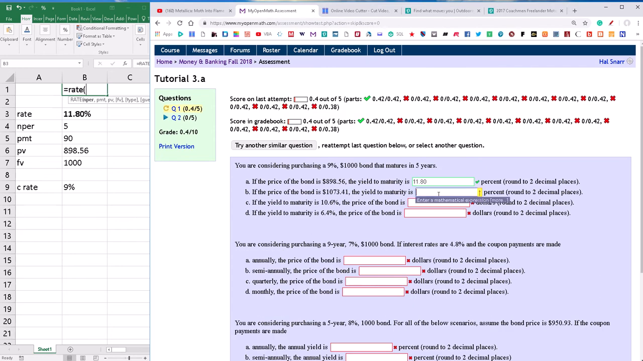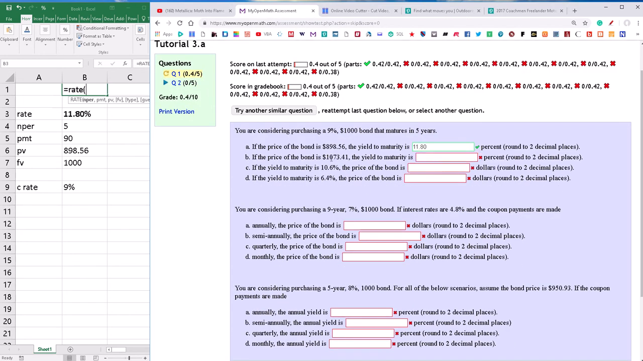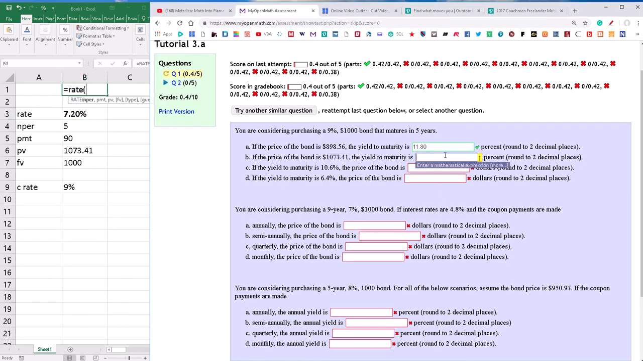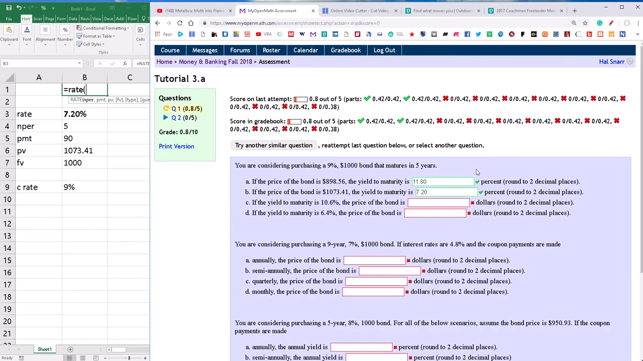And we did. Okay, so the only difference between A and B is that the price went up to $1,073.41. So all we gotta do is change the price over here. And notice the rate goes down. So what this tells us is that when the price goes up, yields go down. So there's an inverse relationship between interest rates and the prices of bonds. So we got those two right.